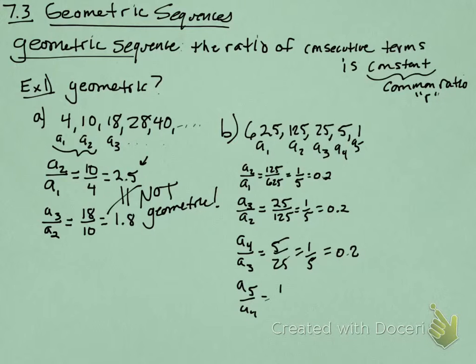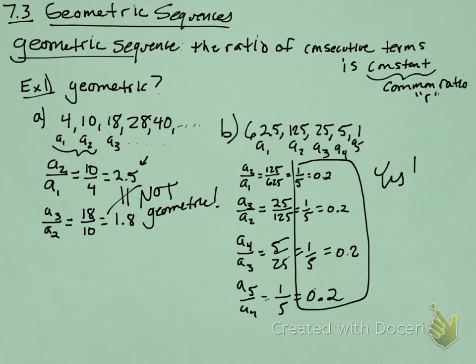We're looking good. The last one to check is probably the most obvious, a sub 5 over a sub 4. That would be 1 over 5, quite literally, and it is 0.2. Notice how the common ratio is 1/5 or 0.2. So this is geometric. So I'd say yes, it is geometric. The r value, by the way, you can write as a fraction, 1/5, or you can write as a decimal, 0.2.